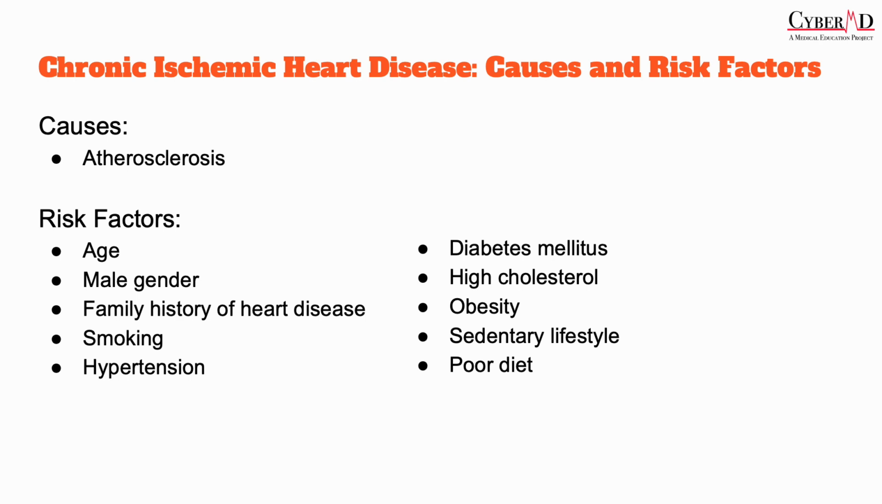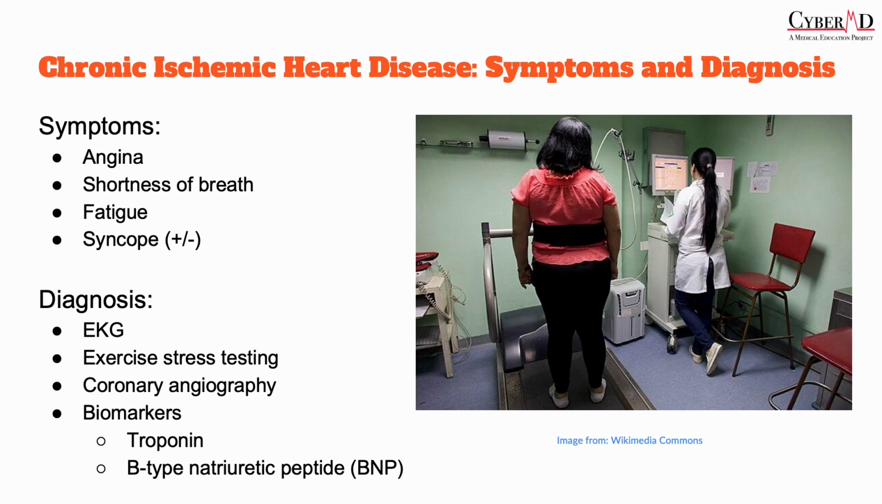The main cause of chronic ischemic heart disease is atherosclerosis. Risk factors for atherosclerosis and consequently chronic ischemic heart disease include age, male gender, family history of heart disease, smoking, hypertension, diabetes, high cholesterol, obesity, sedentary lifestyle, and poor diet. Now, symptoms of chronic ischemic heart disease typically include angina, which is chest pain, shortness of breath, fatigue, and sometimes syncope.